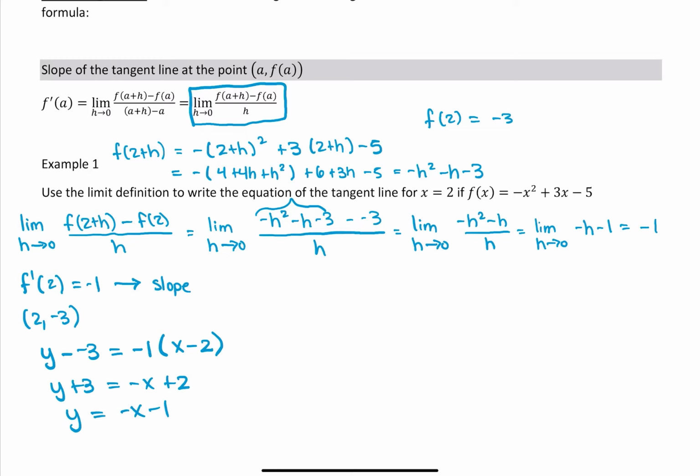And so y is going to equal negative x minus 1. What you should check is the point (2, negative 3) should be on both the tangent line and the original function. So if we substitute in 2 for the tangent line, we're going to get y equals negative 2 minus 1, which is negative 3. So because the point is on our curve and our tangent line, we believe our process is correct.